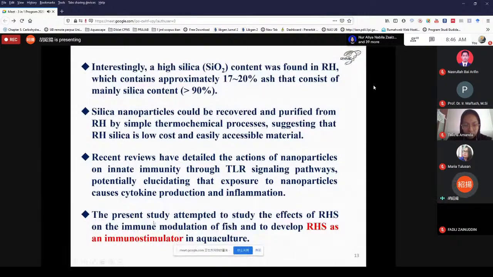So in our studies, if we want to develop silica as an immunostimulant in agriculture, we should determine which dosage is safe. Otherwise, if we treat with a high dosage, it may cause damage to the fish.